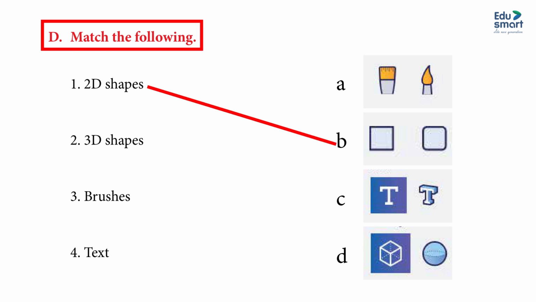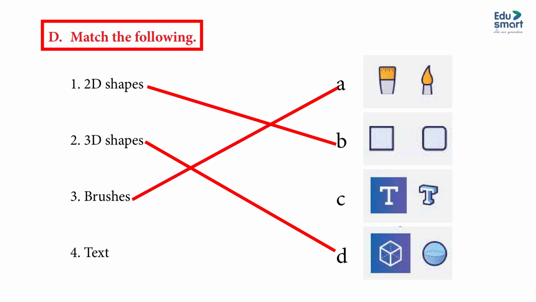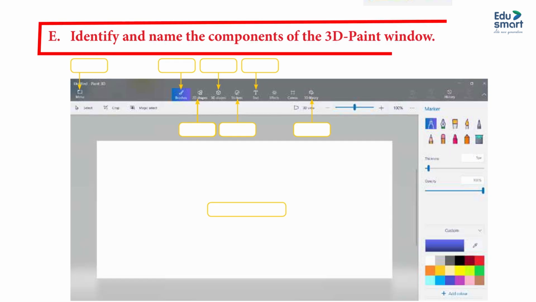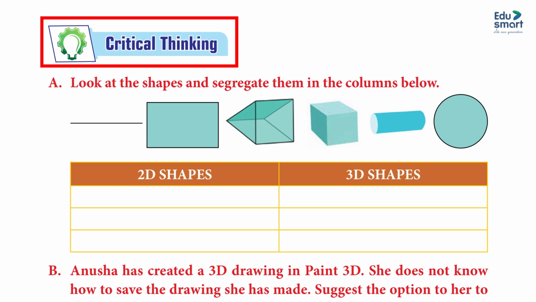Match 1. 2D shapes with B. Match 2. 3D shapes with D. Match 3. Brushes with A. Match 4. Text with C. E. Identify and name the components of the Paint 3D window. Answer: Do it yourself. Critical thinking.